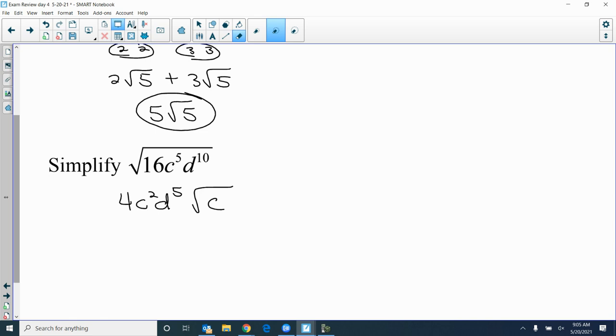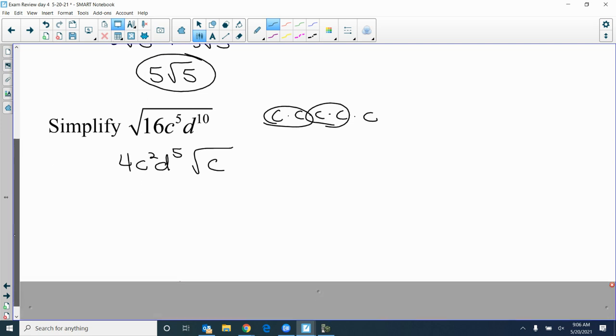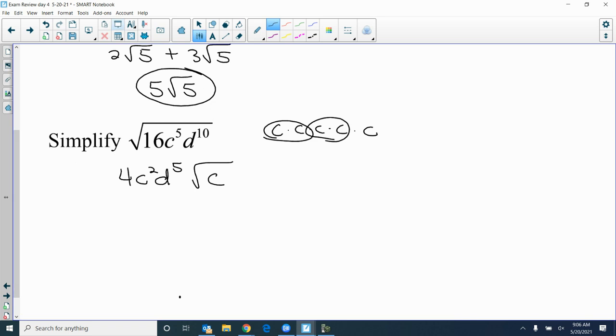Hopefully you're not doing a factor tree on 16. Hopefully you just know the square root of 16 is 4. You've done that enough. And then remember what you do with the exponents. You basically cut them in half. So 10 divided by 2 is 5. If it's an even number, there's nothing on the inside. But c to the 5th means there are 5 c's, so you get 2 pairs, and that's where the c squared comes from. It leaves 1 on the inside. You always have 1 left over if you have an odd power. You can just reduce it by 1 and cut that in half to get the c squared.